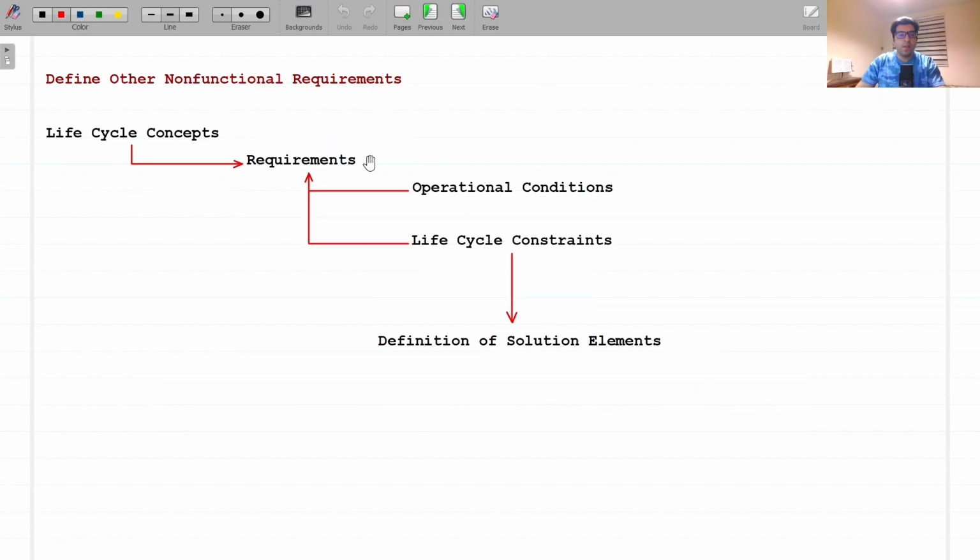The life cycle concept will also suggest requirements that are those dealing with operational conditions, for example, safety, system security, reliability, availability, and maintainability, human systems integration, environmental engineering, as well as life cycle constraints, for example, maintenance, disposal, that will strongly influence the definition of the solution elements.